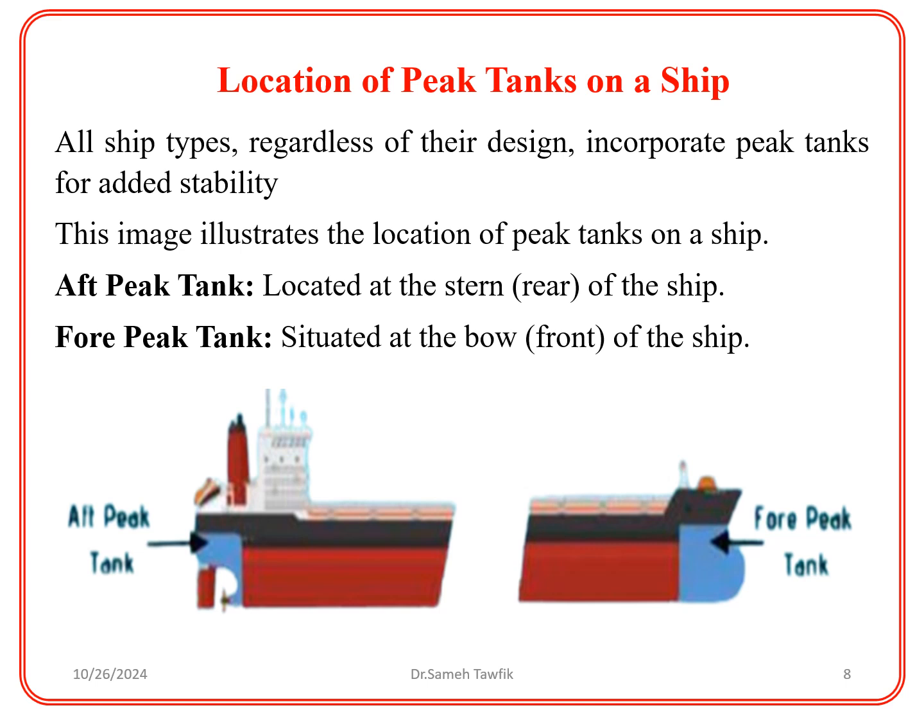Location of peak tanks on a ship. All ship types, regardless of their design, incorporate peak tanks for added stability. This image illustrates the location of peak tanks on a ship. Aft peak tank, located at the stern, rear, of the ship. Fore peak tank, situated at the bow, front, of the ship.